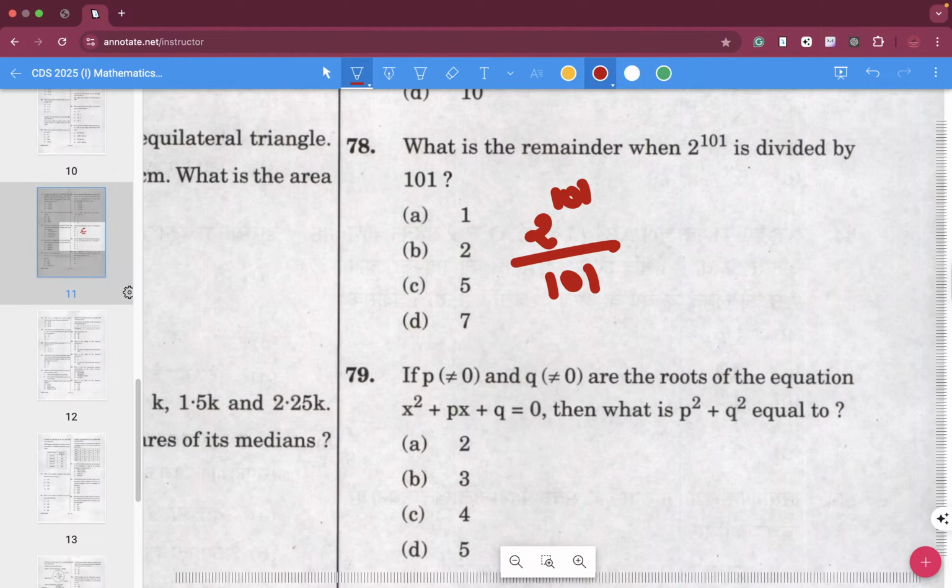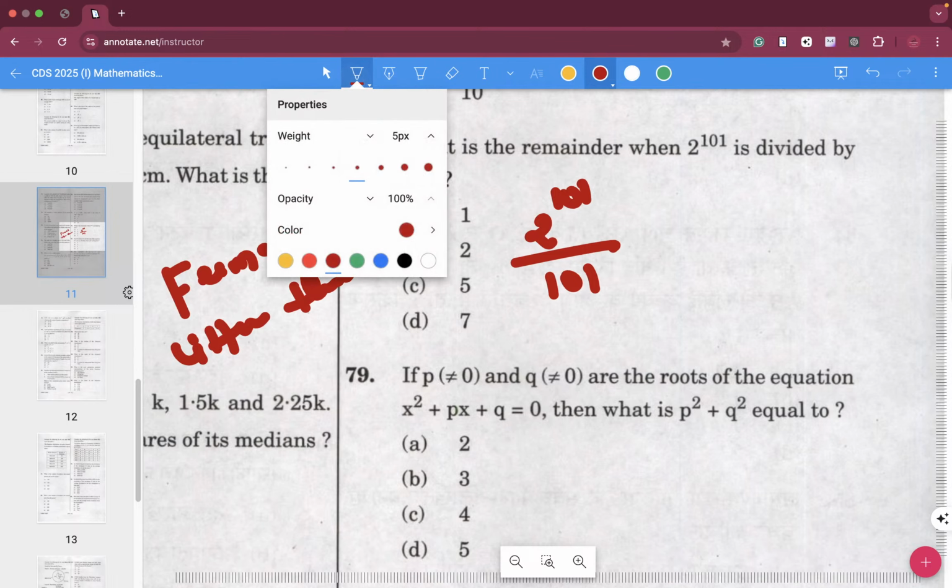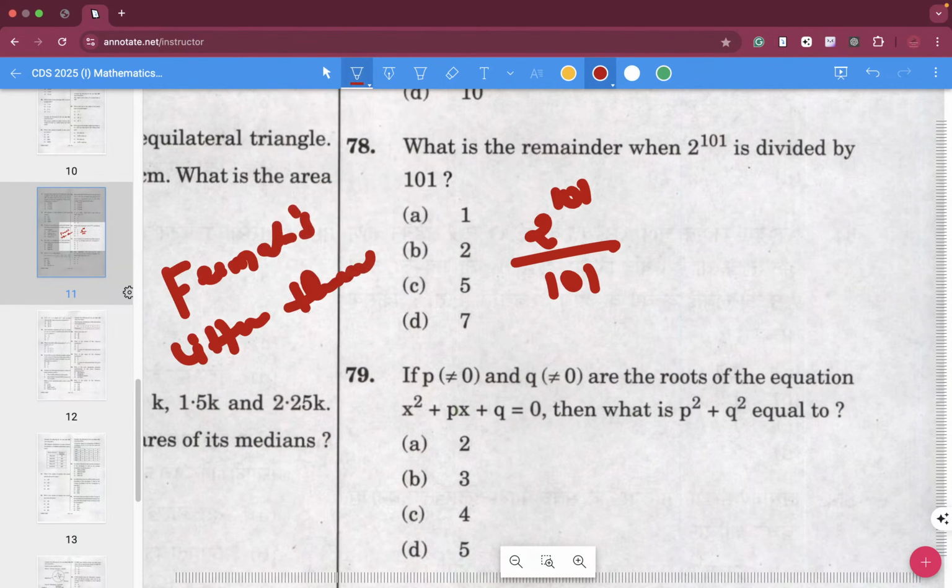Over here we have something called Fermat's little theorem. So what does it say?